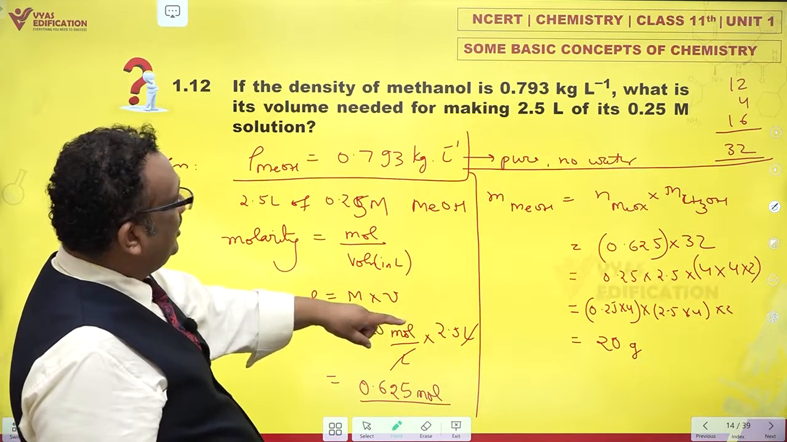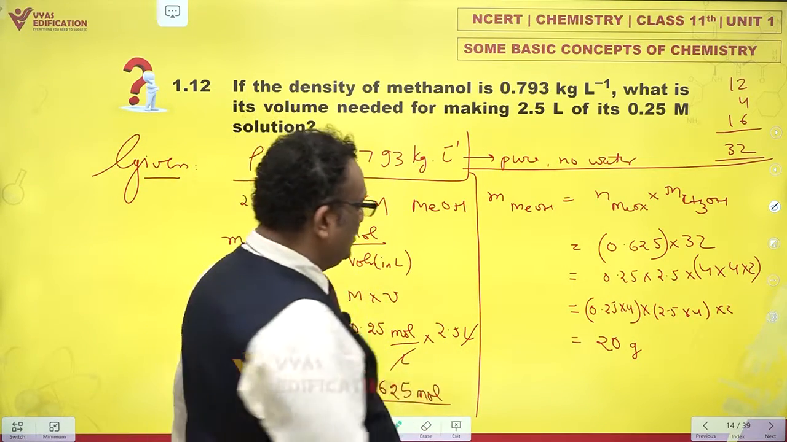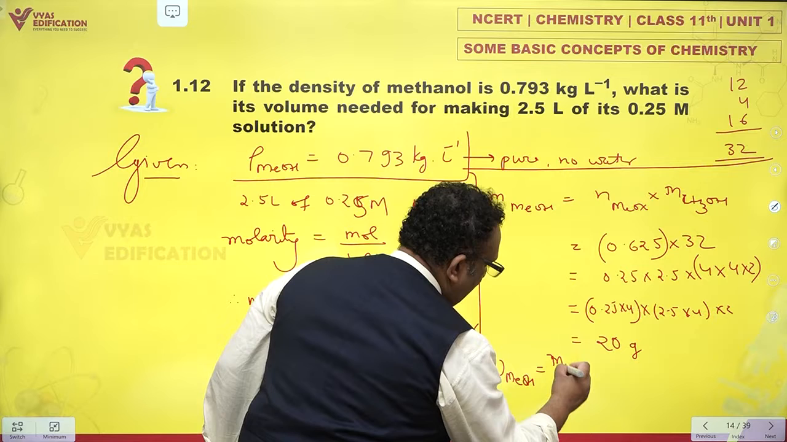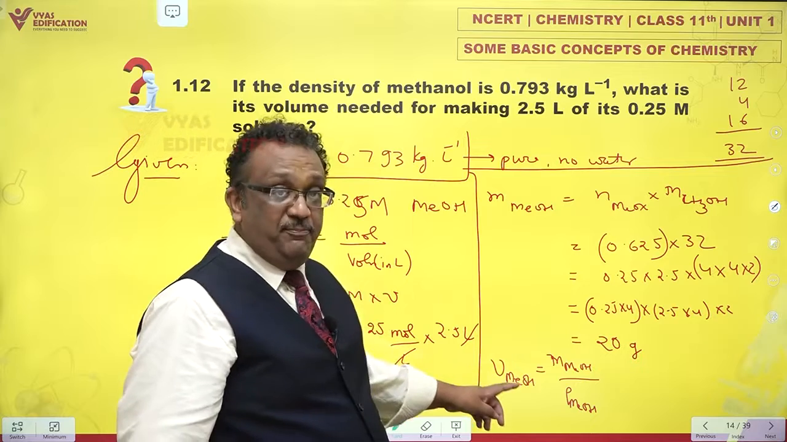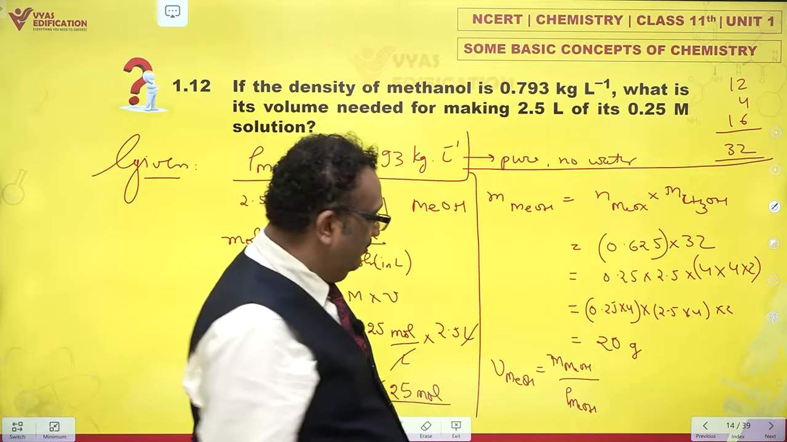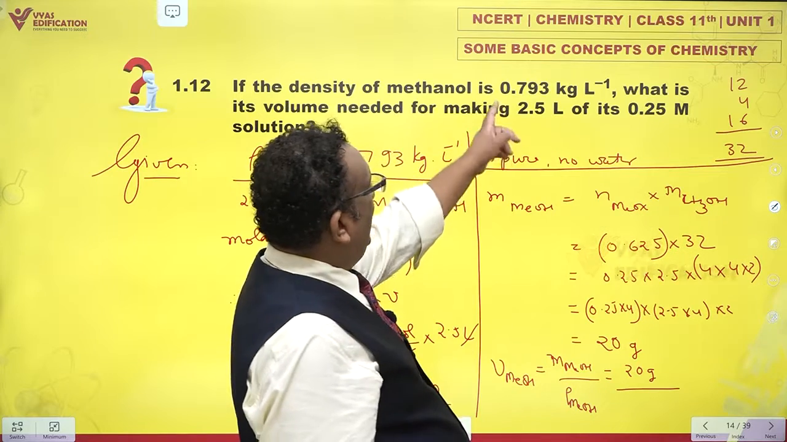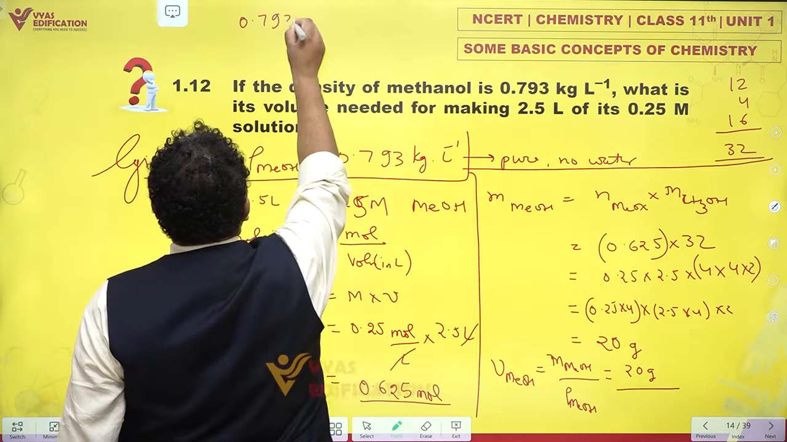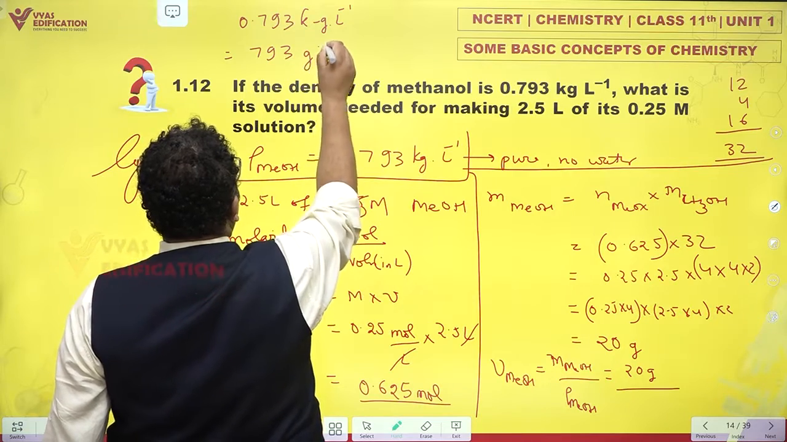Now, 20 grams of methanol. I have mass, I have density, and what they have asked me is volume. So, volume is mass of methanol divided by density of methanol. Please note, volume is of pure methanol. This is not solution. So, mass is of pure methanol and density is of pure methanol. This is 20 grams divided by 0.793 kilograms per liter, which is 793 grams per liter.